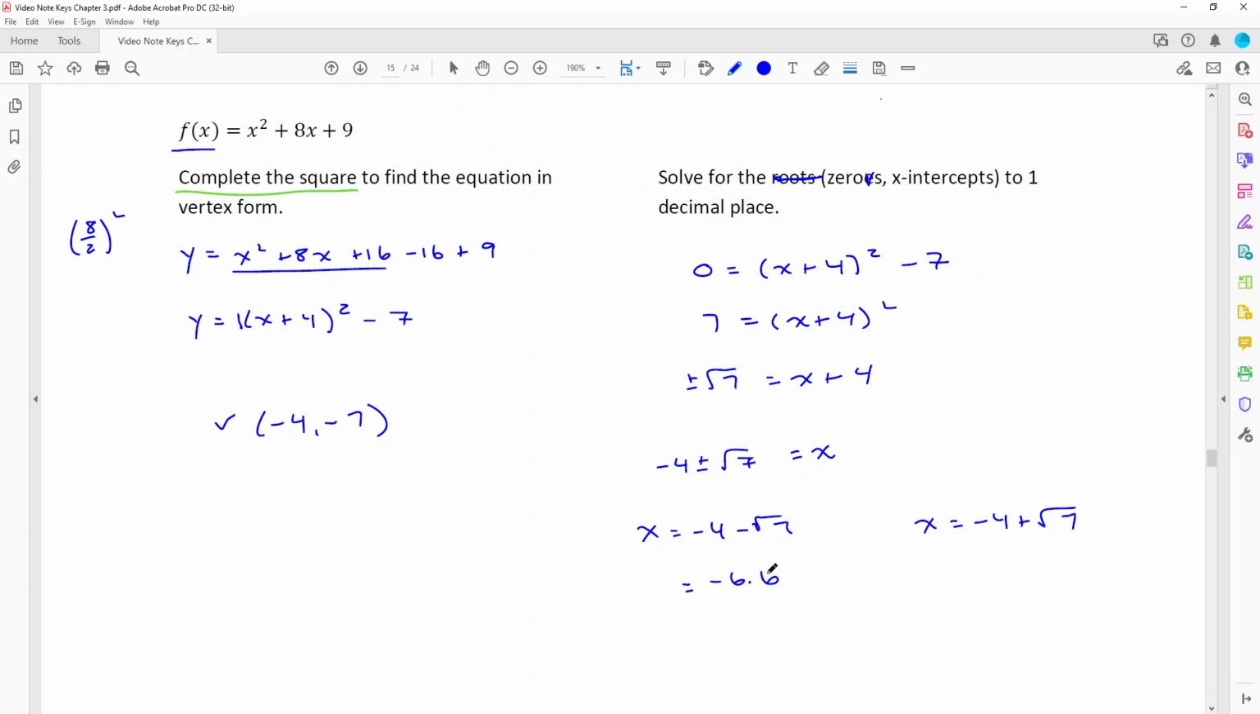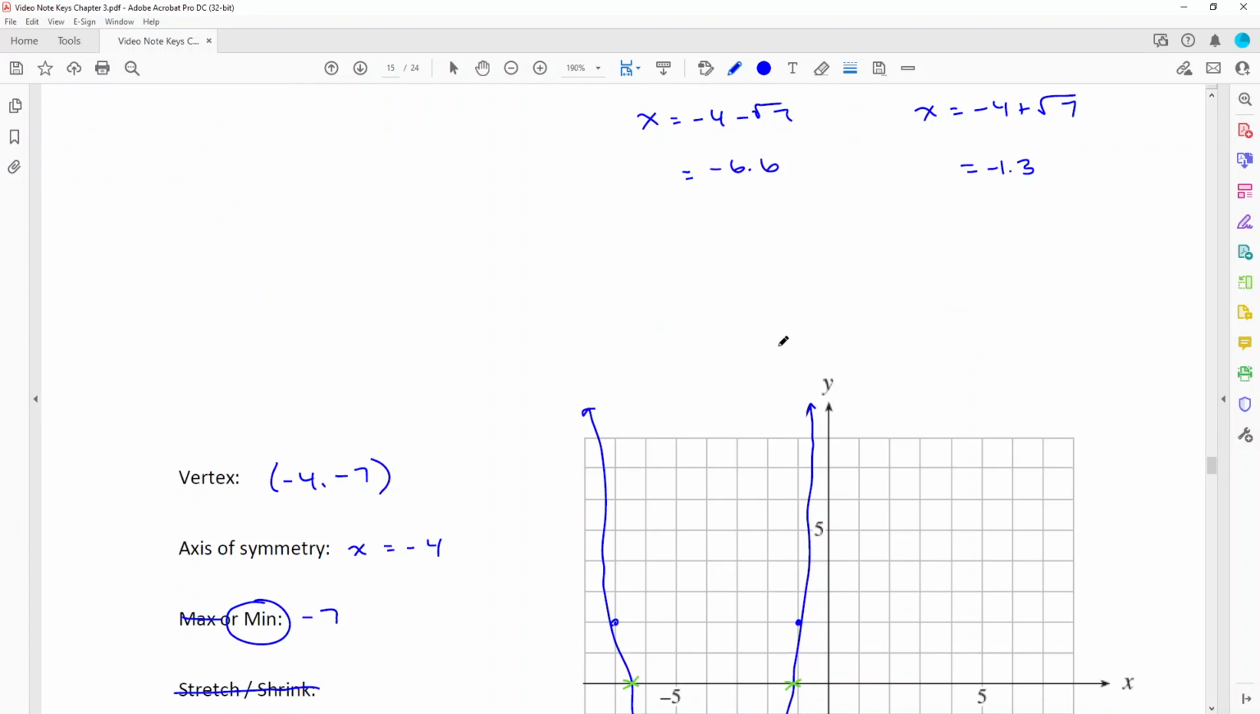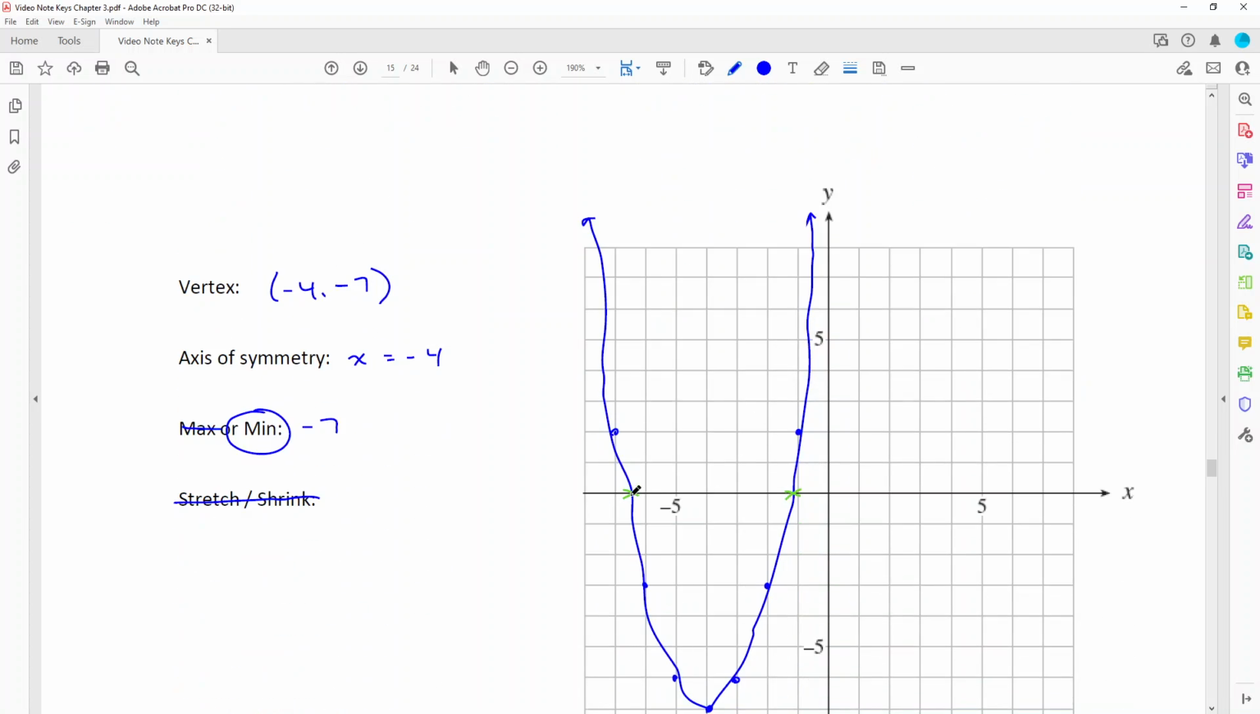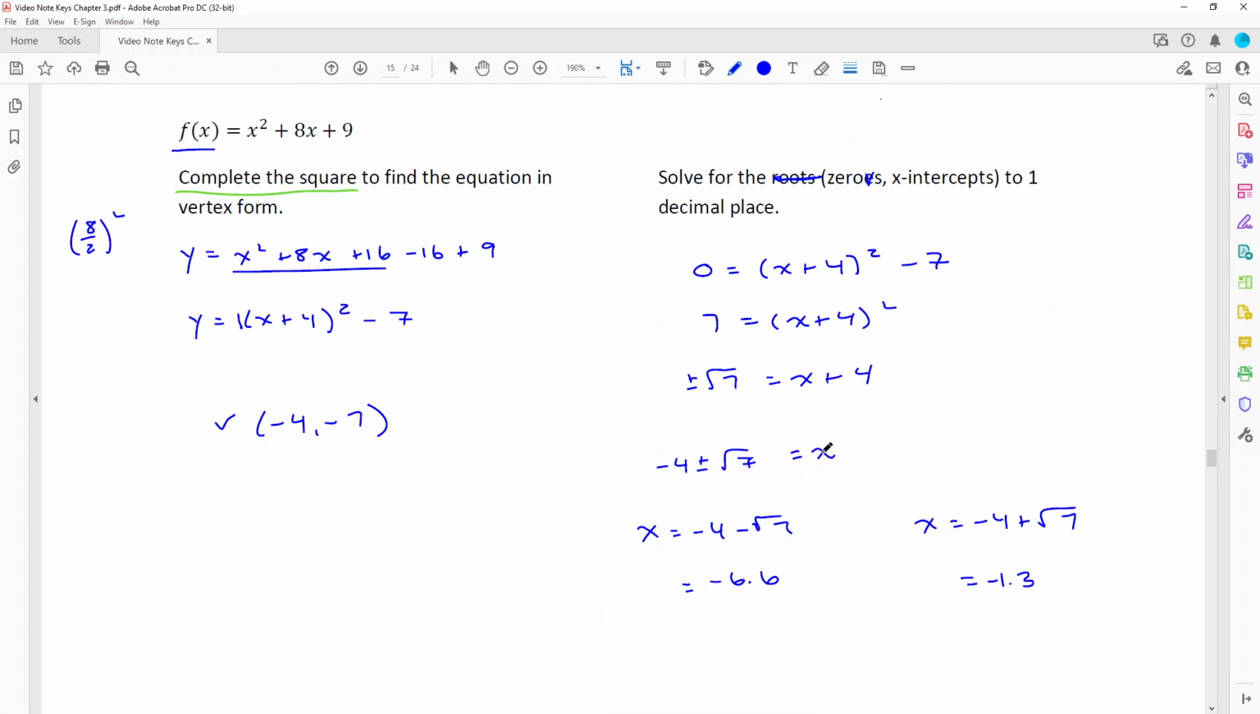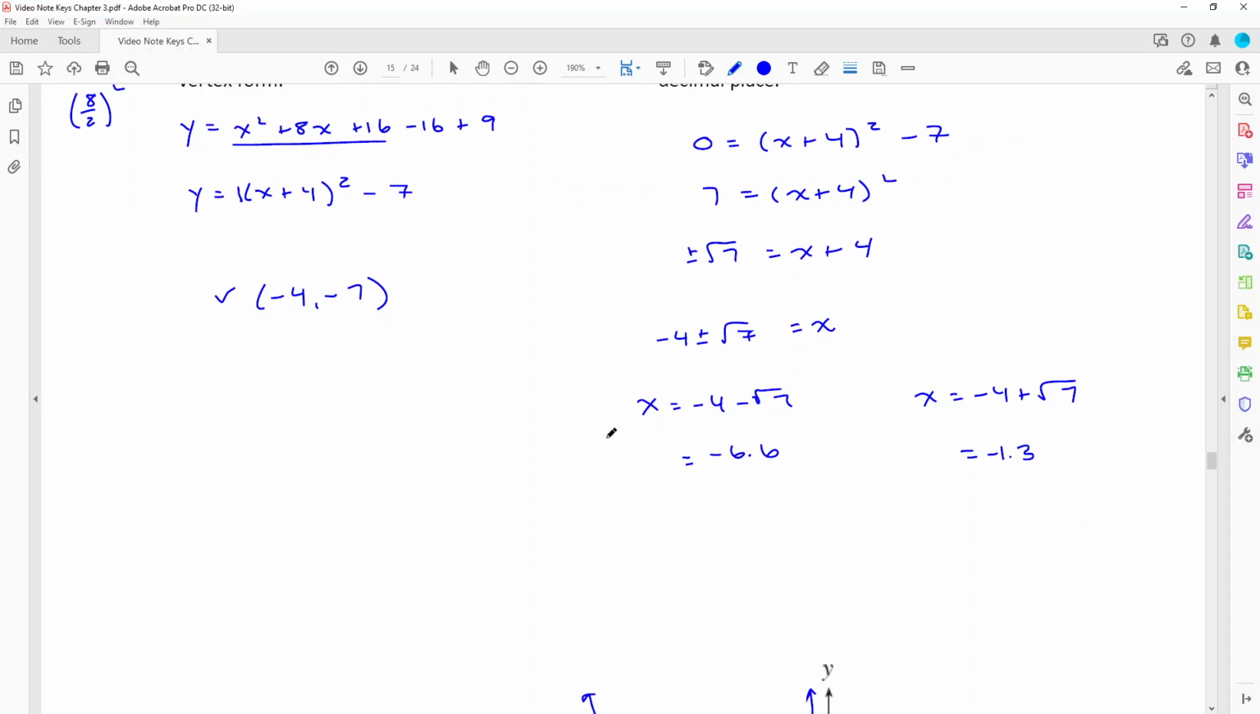And I get -1.4 rounded to one decimal place. So it's not that I would use those to graph necessarily, but I could go to my graph now and be like, hey, did it go through approximately -6.6? Did it go through approximately -1.4? And yeah, even though my graph is horrible, I didn't do a bad job, right? So it's a way of checking, or another thing that you can do when you're solving or graphing.